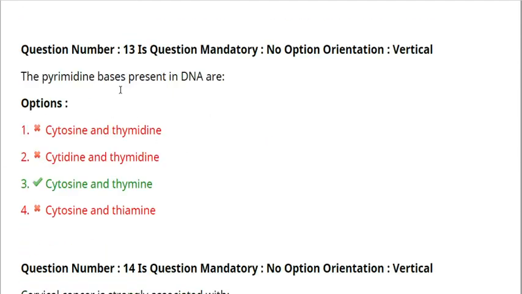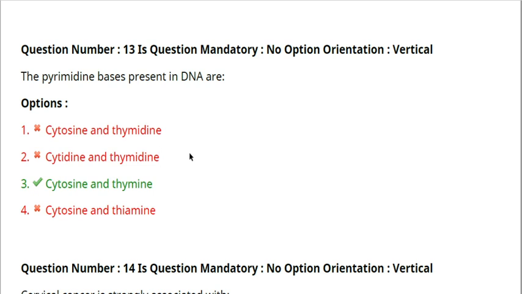Next, pyrimidine bases. Please note they are asking about nucleotide bases present in DNA, which include cytosine and thymine. So please don't select cytidine and thymidine. They are not called nucleotide bases. They are called nucleosides. You should know the difference between nucleotide and nucleoside.